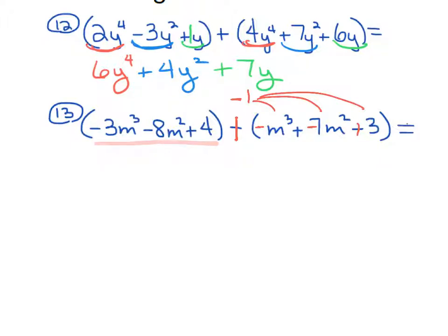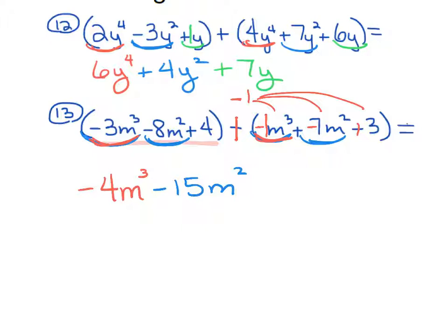So now that I've changed the signs and I've made this an addition problem, I'm going to look for my like terms or my like variables. So I can add my m to the third powers. And again, I can assume a little 1 here in front of this m to the third. So -3 plus -1 is going to give me -4 m to the third. Underline that in red. Then the next like terms I'm going to look for are my m squareds. So a -8m squared plus a -7m squared. And I get -15m squared.